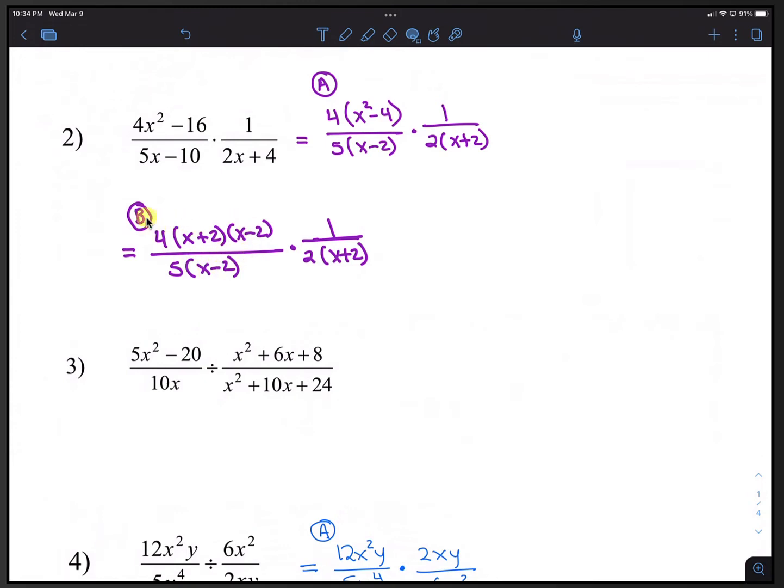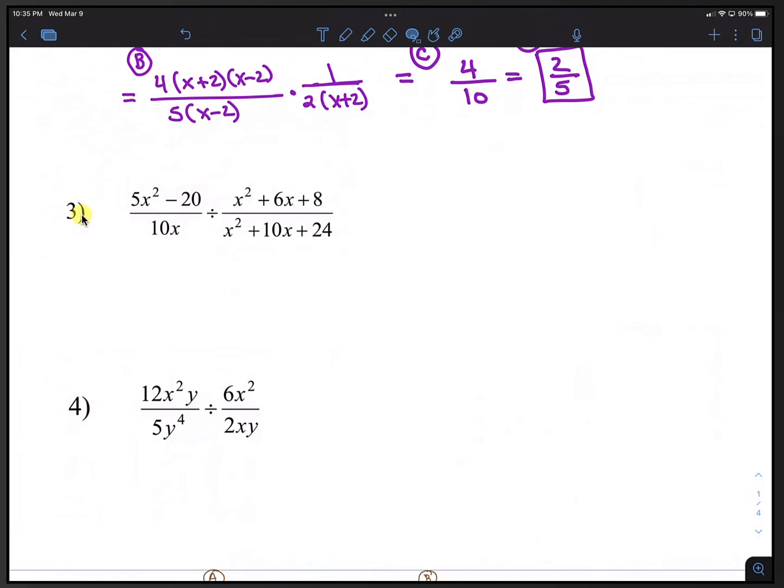And that brings us to step B. Now we can start canceling out. This x plus 2 will cancel with this x plus 2. This x minus 2 will cancel with that x minus 2. We will have a 4 times a 1 left on the top. That'll be 4. And we also have 5 times the 2 left, and that's 10. So we have 4/10, and then that reduces to our final answer of 2/5.